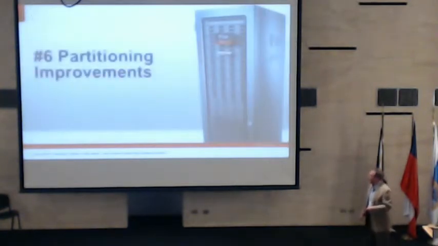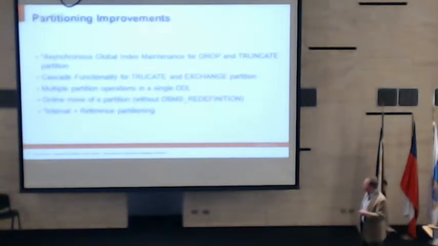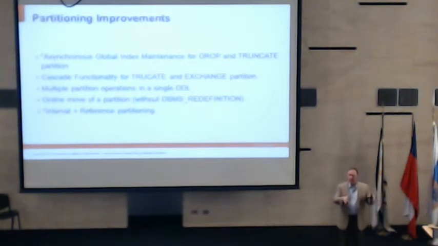Number 6, some partitioning improvements. This is predominantly for DBAs. Global indexes. If you're using partitioning, you understand that there are 2 types of indexes, local and global. When I perform partition maintenance operations, like adding or truncating or dropping an existing partition, my local indexes would be fine because there was a one-to-one relationship between an index partition and a table partition. Drop an old partition, drop the old index partition. It would be okay. But then there were these global indexes. Global indexes are indexes that are partitioned using a different scheme than the table. There's not a one-to-one relationship.